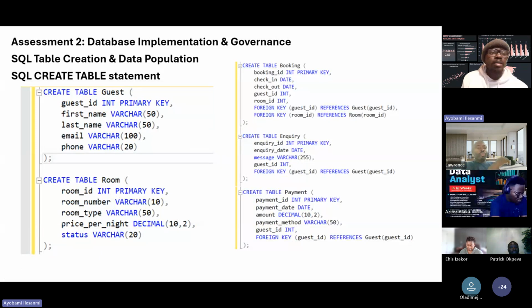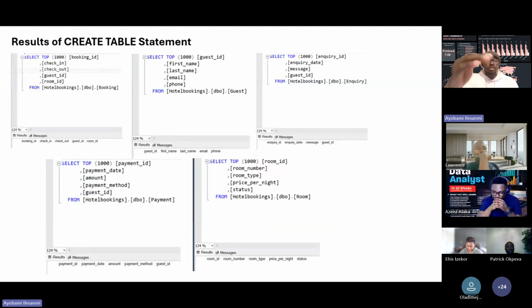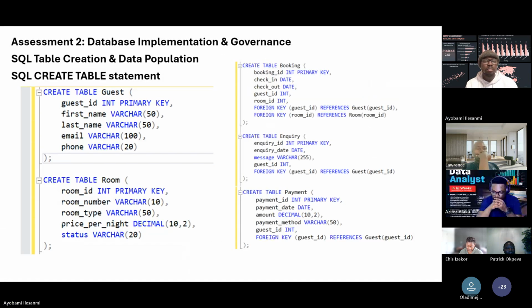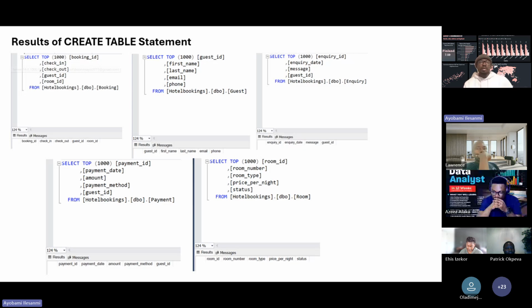So I made use of the create table statement, and we were able to create the tables, the entities. And this is the result for the tables that were created.